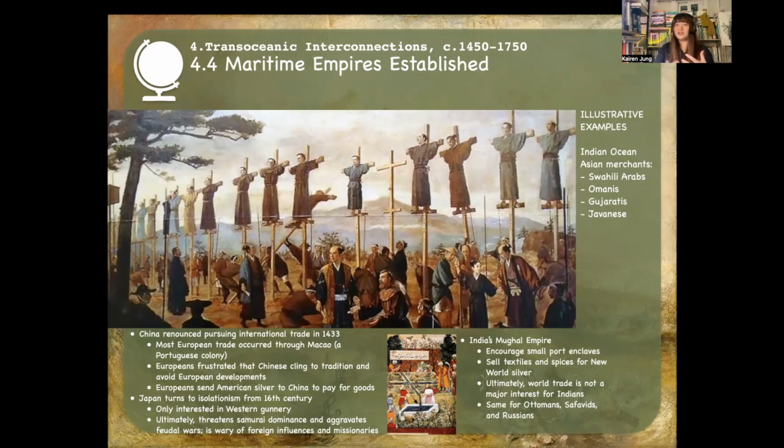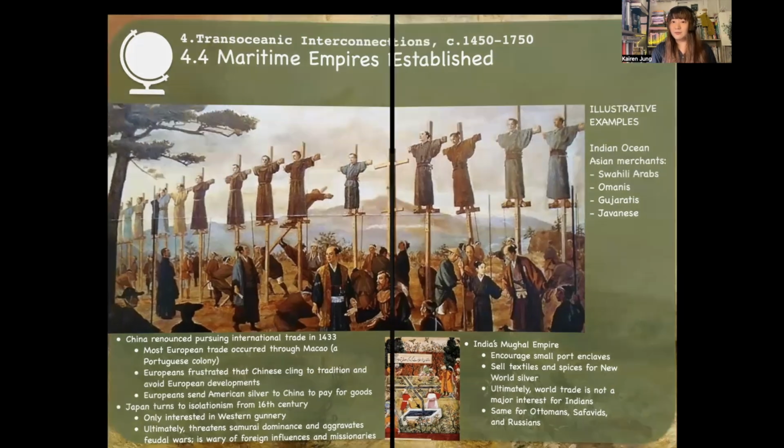The College Board wants you to remember, in these illustrative examples, that there were Indian Ocean Asian merchants still actively trading. It wasn't just the Europeans expanding and conquering. There were Swahili Arabs, the Omanis, the Gujaratis, and the Javanese. They weren't going anywhere. They were in the Indian Ocean. They were actively Asian merchants there, and the Europeans just tapped into those pre-existing networks. That's something you definitely want to remember.